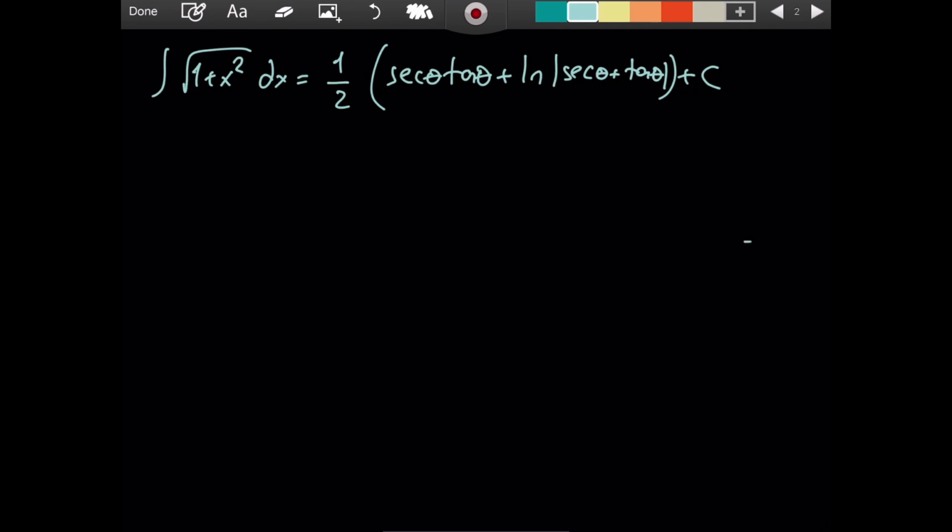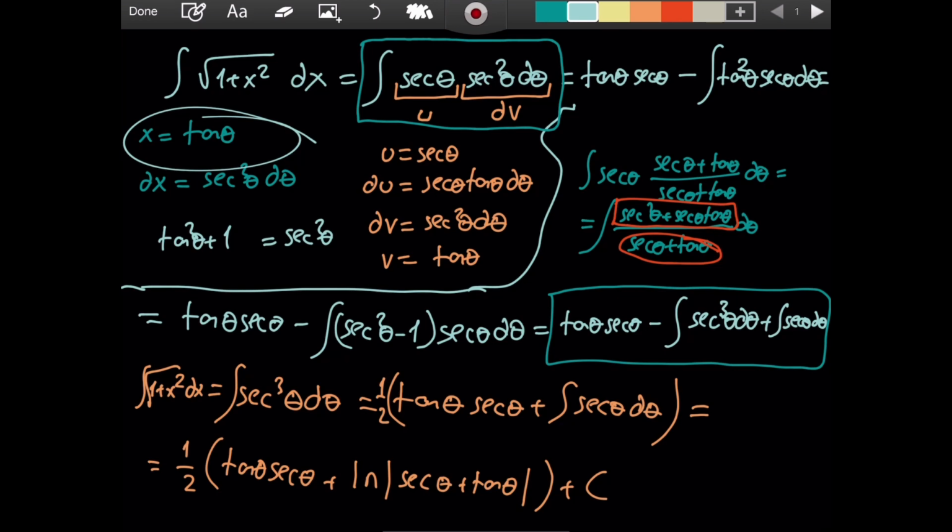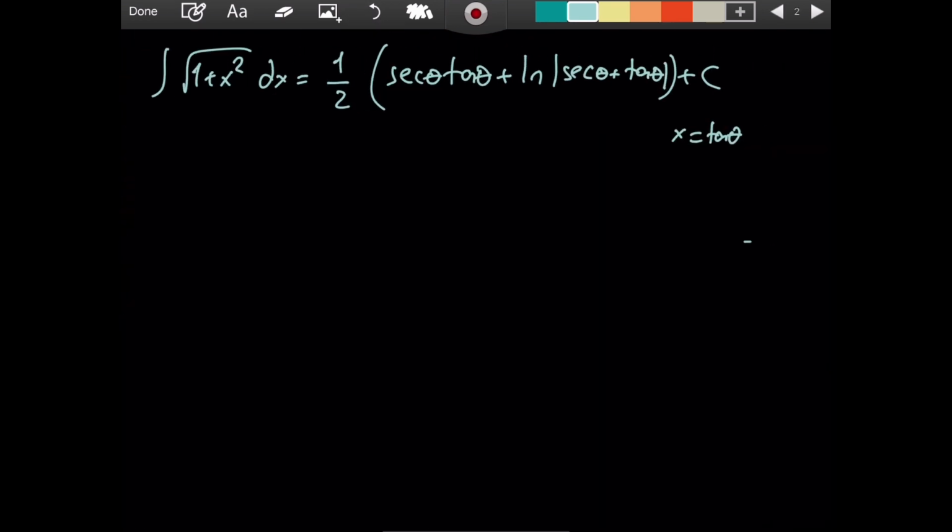So we also said that x was equal to tangent of theta, right? That's right here. One of the first things that we did. Which means that we can draw a triangle, a right triangle, to solve the problem. If we say this is theta, tangent is opposite over adjacent. So this is x, this is 1, and the hypotenuse, that's just the Pythagorean theorem, the square root of 1 plus x squared.